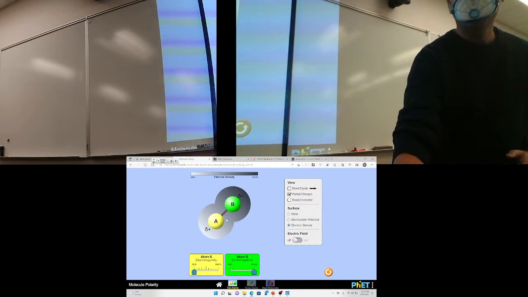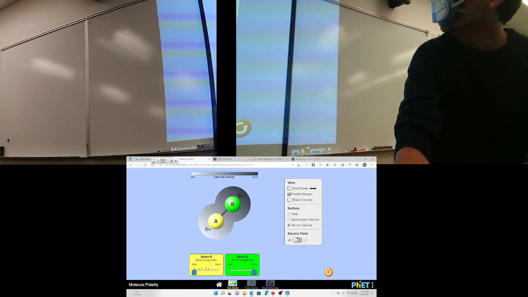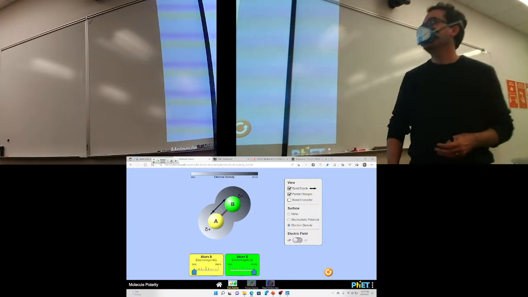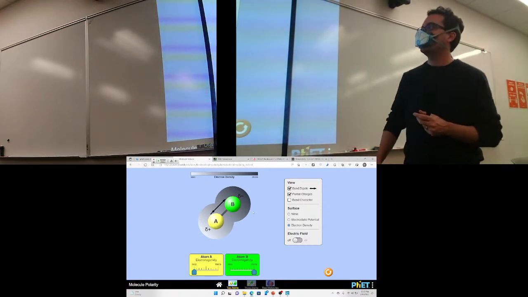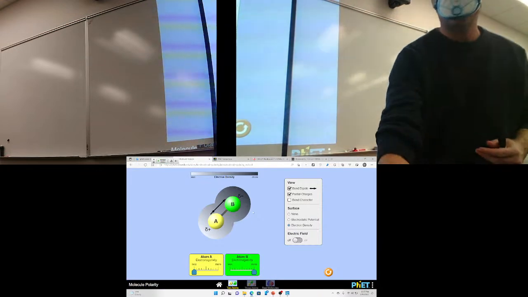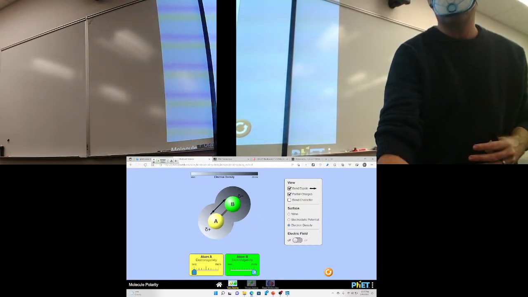So for linear, just two atom molecules, it's pretty simple. This is a polar bond, and so this molecule is polar. There is a dipole moment. If I show you the bond dipole, that's the arrow that you could draw. The arrow always points to the partial negative side, the tail is on the partial positive side, and the size of the arrow is proportional to the strength of the dipole moment.